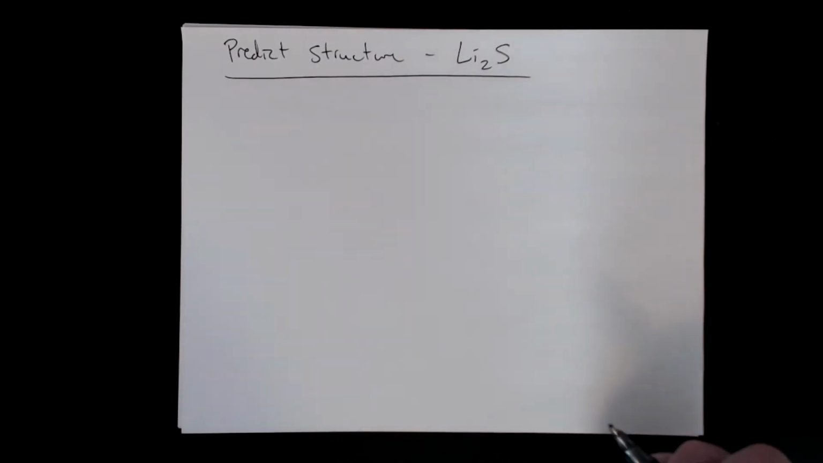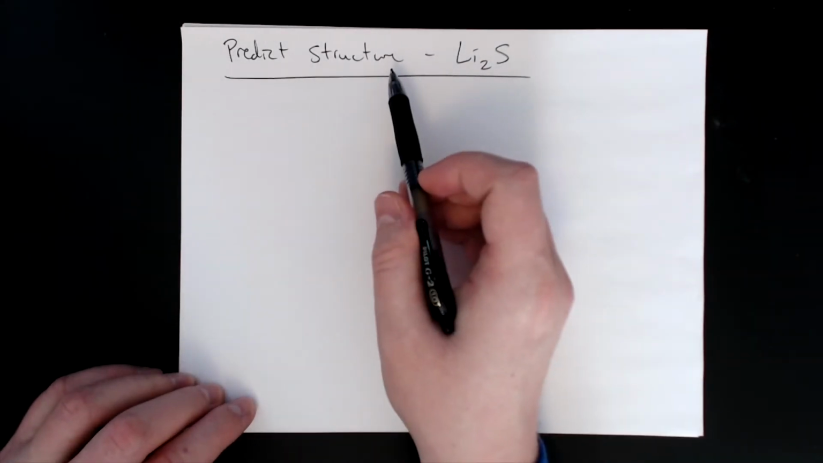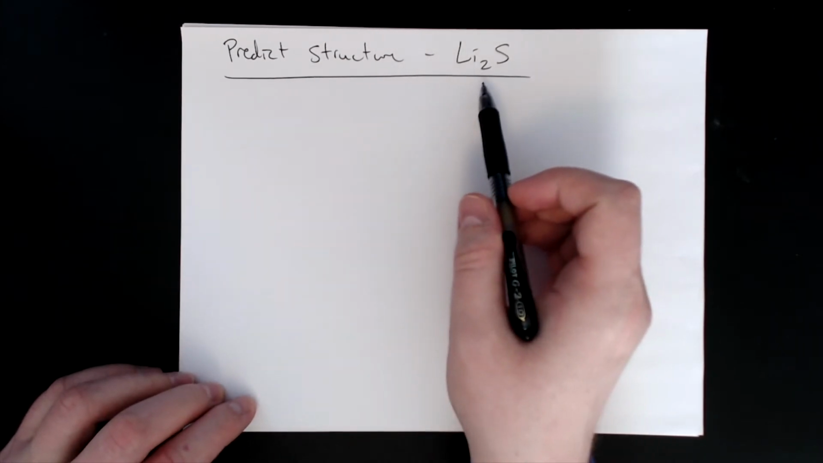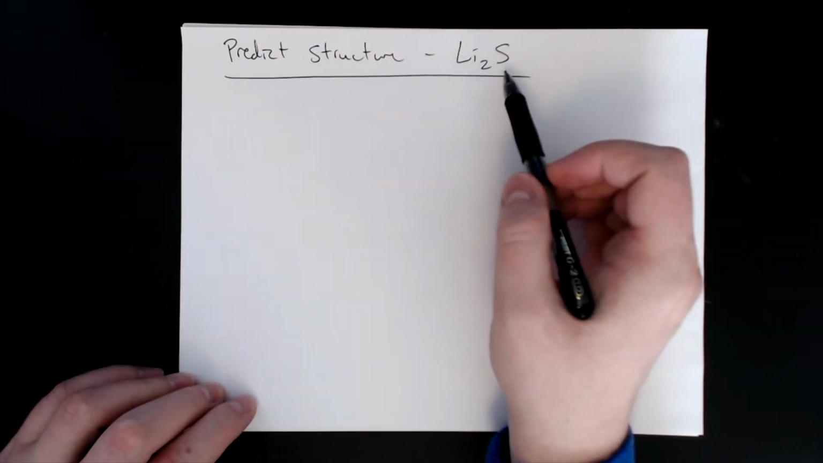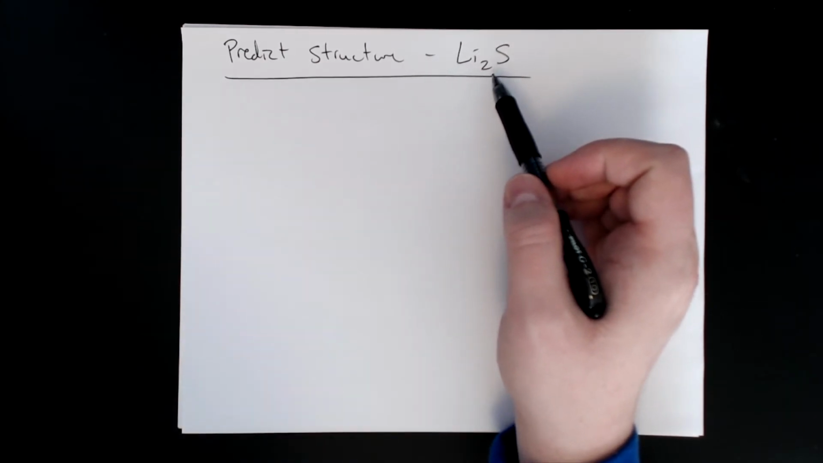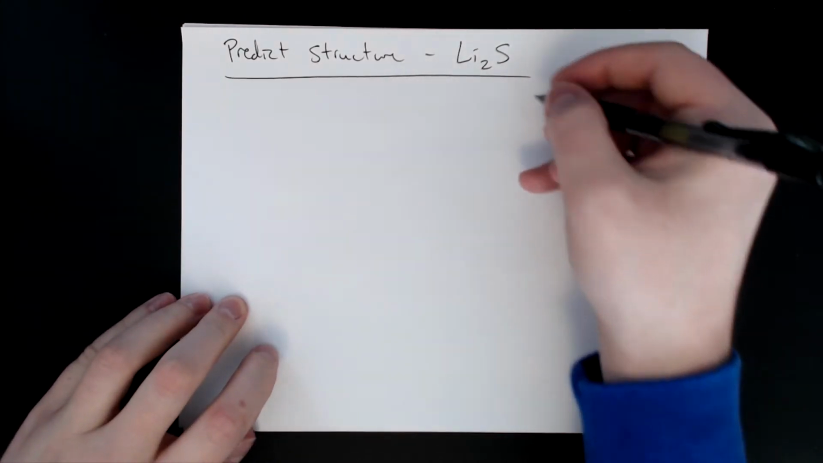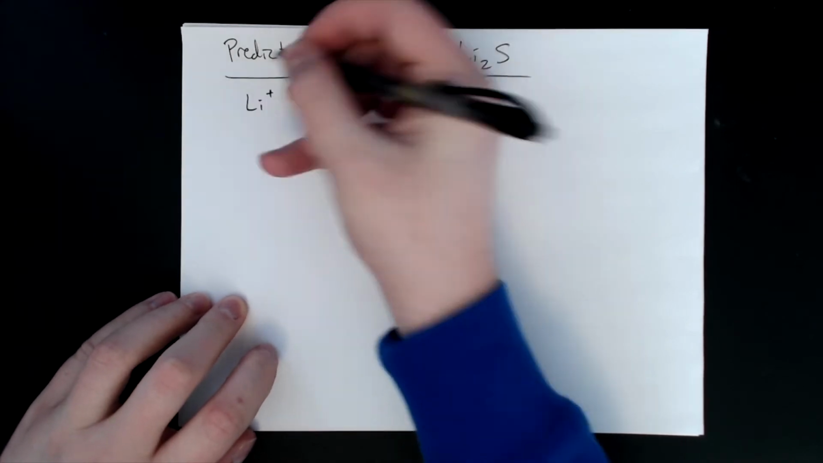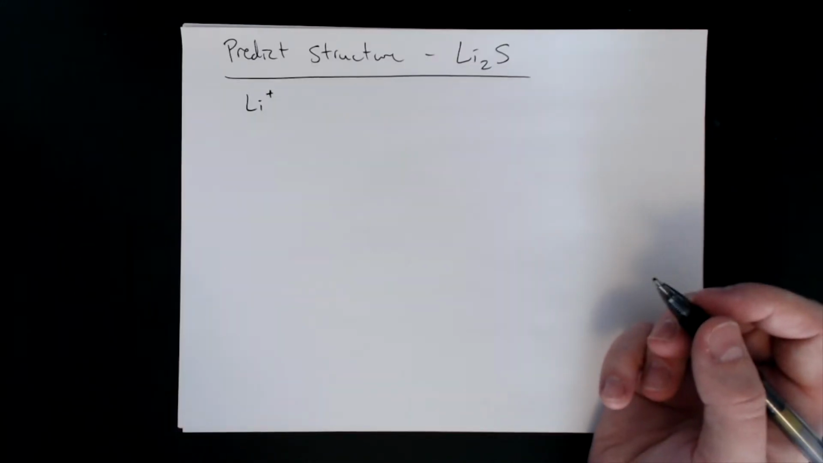All right, so let's calculate or predict the structure for lithium sulfide. The stoichiometry wasn't drawn out, but if you go back and look at the table in those slides, you'll see that lithium is +1. So this is always lithium +1.